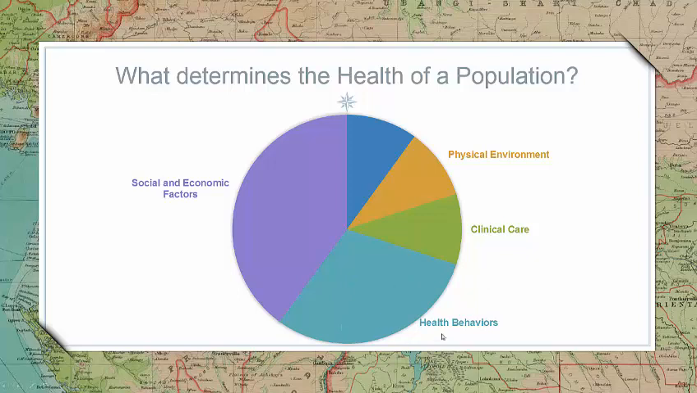Health behaviors make up about 30%. Clinical care right here makes up 10%. Physical environment. And for some reason, we're missing a title here, but genes and biology, this is another 10%. So genes and biology, physical environment, and clinical care together make up another 30%. All of these put together are going to be determinants of how healthy a population is.